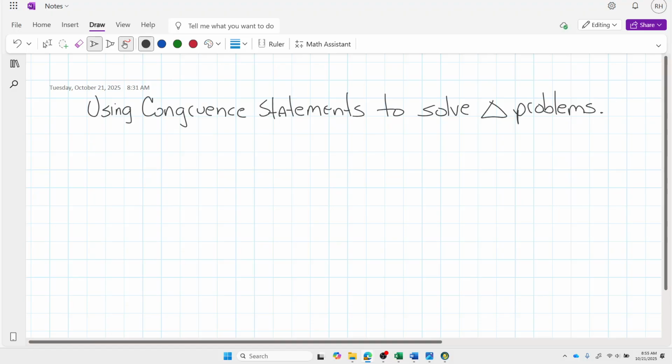All right, so I'm just going to work a couple of example problems, and your directions in these example problems are: draw and label, and then find X and Y.